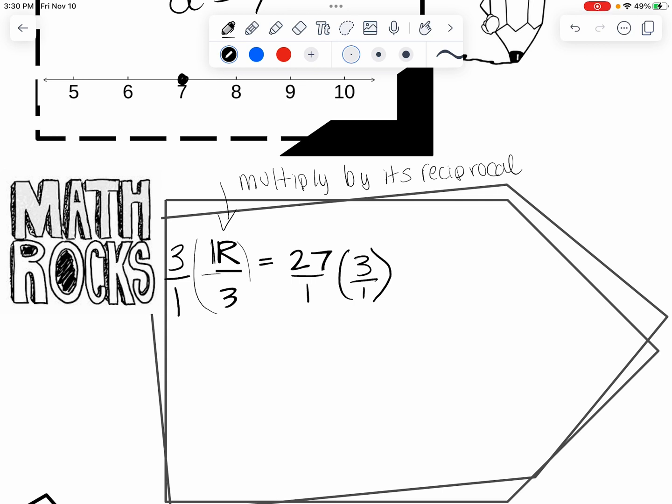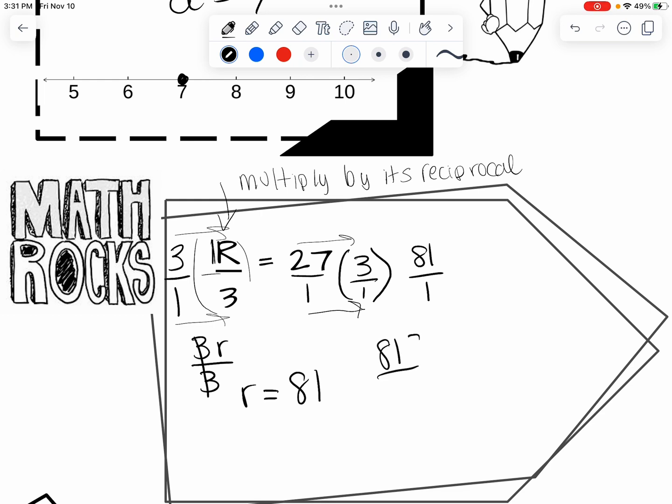Okay, and when I multiply my fractions, remember I multiply straight across. And I get 3r divided by 3. These cancel out because 3 divided by 3 is 1. I'm left with r equals. And then I get 27 times 3, which is 81. And then 1 times 1 is 1. So 81 divided by 1 is 81. So I get 81. So let's go plug that in for r. So 81 divided by 3 equals 27. So yes, that checks out, and that is my solution.